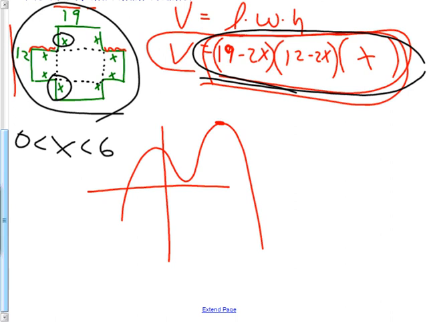That's the domain then for my x. Well, what if I go to the 19 side? If I use that, I could end up with a number that's too big, and it wouldn't work for my 12 side. So my numbers have to be between 0 and 6.